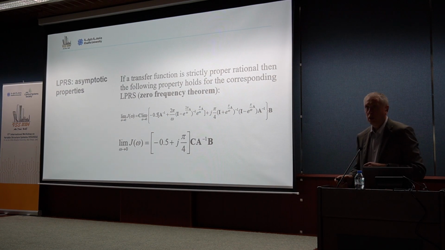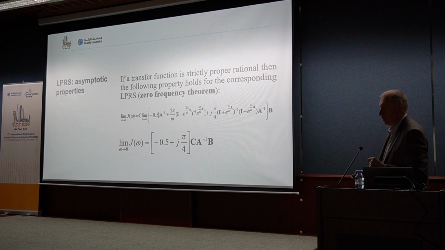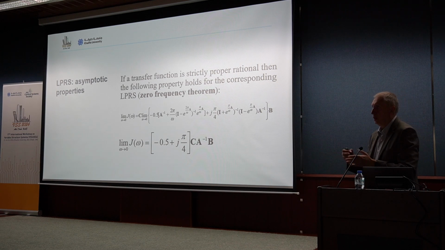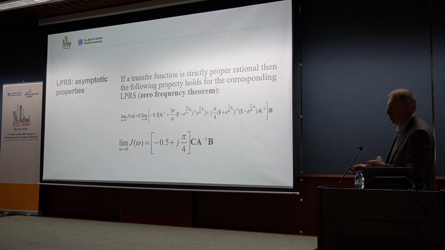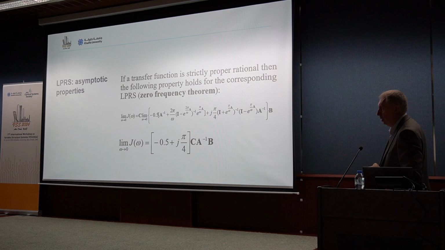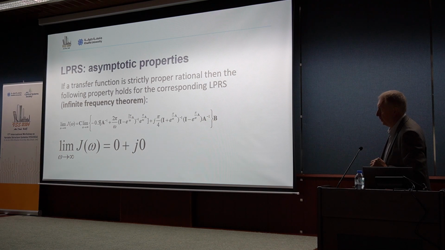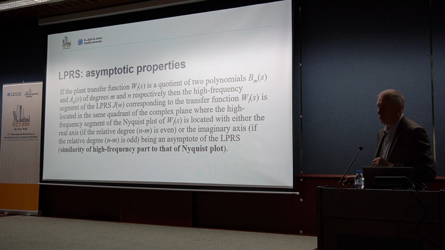So we can also notice some features of the LPRS. If it is given by the ratio of two polynomials, and the relative degree is greater than 1 or greater, then the zero frequency of the LPRS can be found through that one, unless it is integrating. For integrating, we have other formulas. And the infinite frequency will be 0. Also, the high frequency asymptotes of the LPRS are exactly the same as for the Nyquist plot, which is also a very important feature. We can easily apply the properties that we found for the Nyquist plot to the LPRS and use the same analysis.